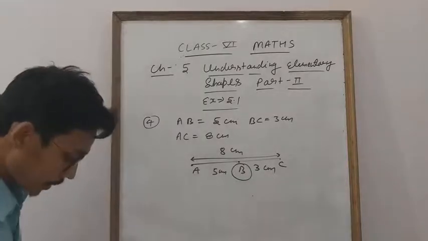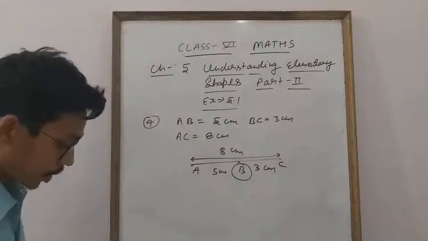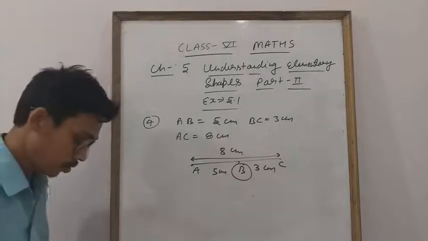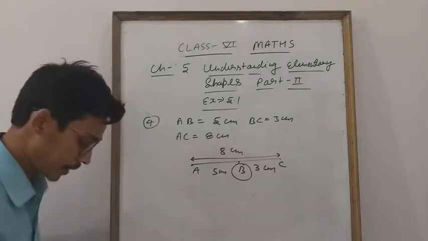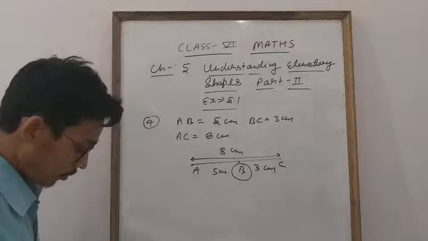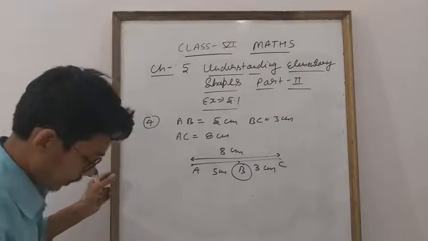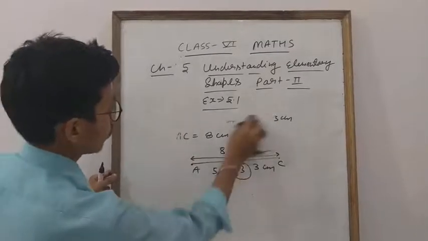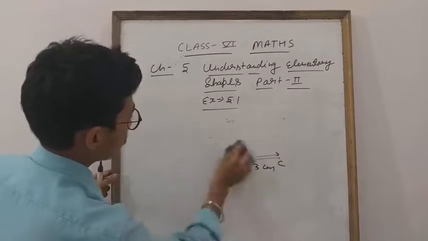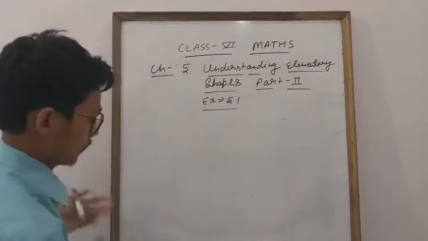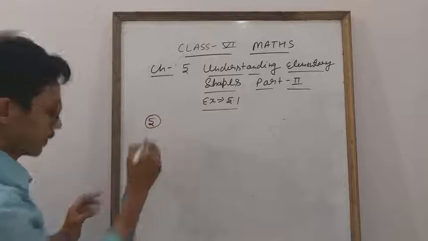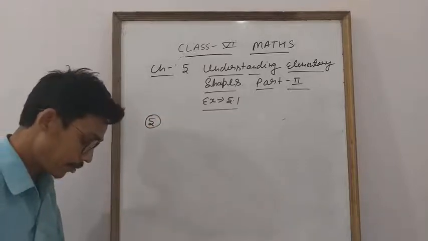Now the next question is given. Verify whether D is the midpoint of AG or not. This question is very easy. I will explain. See, in your book you will find out. Let us go to question number 5. Question number 5, it is given: verify whether D is the midpoint of AG or not.